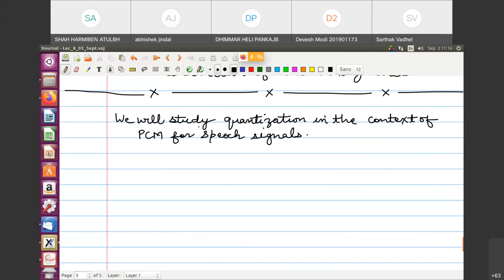So we will study PCM in the context of speech signals, and if you have to study PCM in the context of speech signals, obviously first of all you have to study quantization in the context of speech signals. अब नाउ हम लोग नॉन यूनिफॉर्म क्वांटाइजेशन पे जाएंगे कि भाई हम ये देखेंगे स्पीच सिग्नल किस तरीके का है, क्या उसको यूनिफॉर्म क्वांटाइजेशन ही चाहिए या उसको नॉन यूनिफॉर्म क्वांटाइजेशन चाहिए.